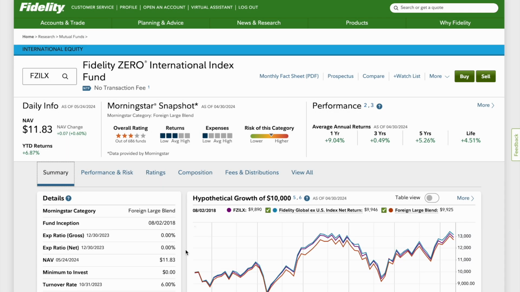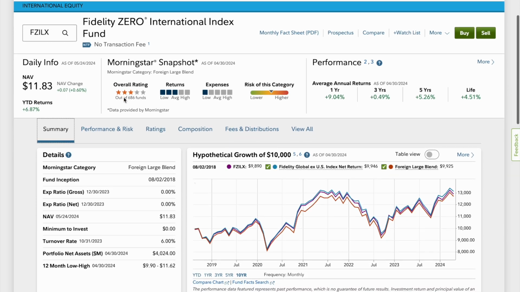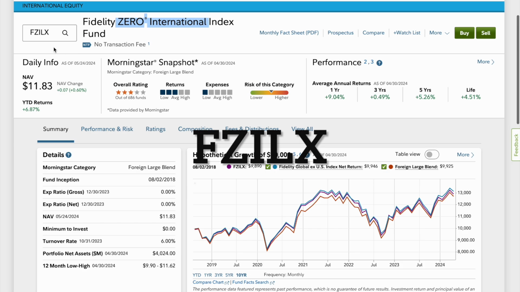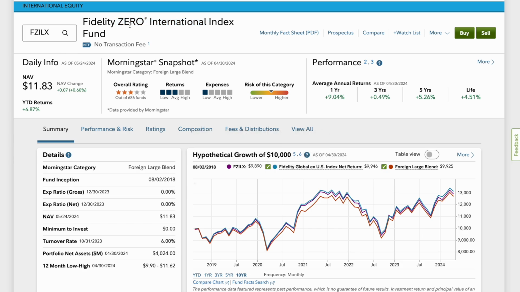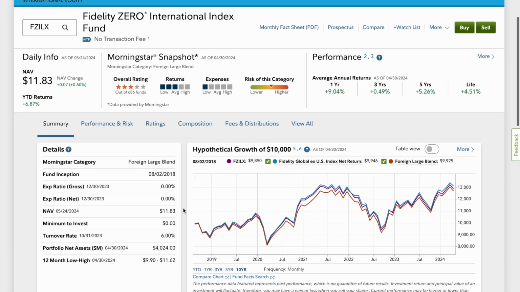So just for everybody watching, I'm using the Fidelity website to review these funds. The first fund we're going to review is the Fidelity Zero International Index Fund, which is FZILX. It gets the term zero because it has 0 expense ratio. It does not charge a fee for this fund. Now, that doesn't mean it's the best fund, but when you're not paying any fees, it is worth looking at. And Fidelity offers this to bring in new customers, so then hopefully they start buying other funds.